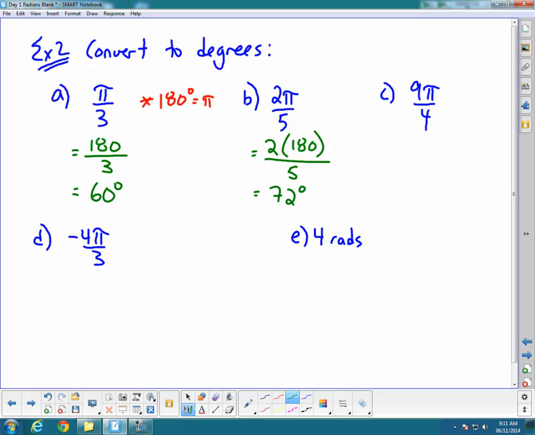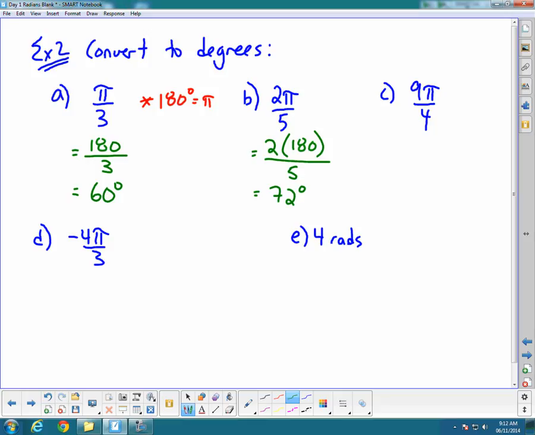For C, I wanted us to stop and maybe do a prediction. Okay? So let's look at 9 pi over 4. So for starters, do you think it's going to be more or less than 180? More, because we have a bigger fraction, right? It's not like pi over 4, it's 9 pi over 4. Okay? Now, my next question is, do you think it's actually going to be more than 360 degrees?